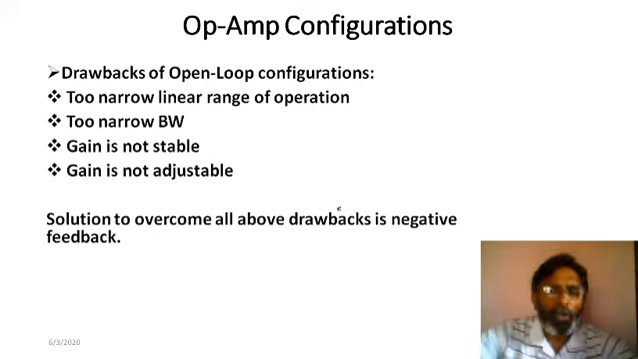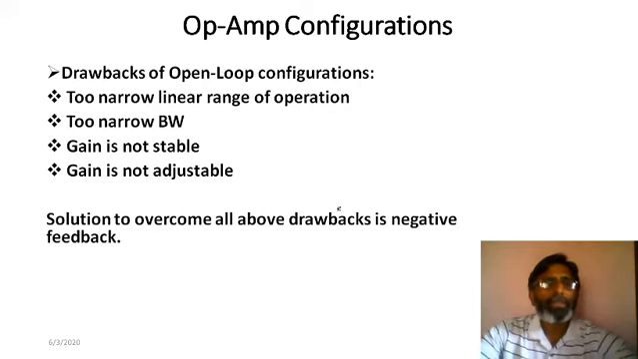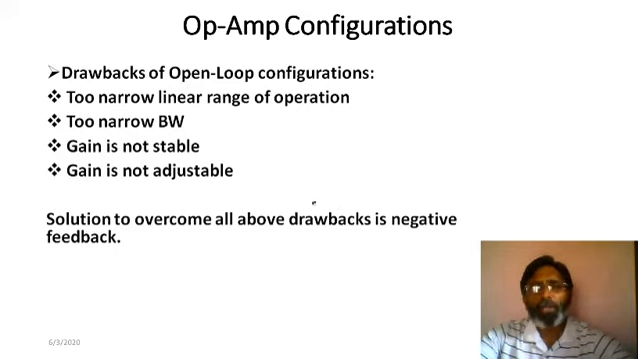Now all these open loop configurations have some drawbacks. Okay, now which drawbacks? The first one is that they have too narrow a linear range of operation. Okay, now see, we have seen in the output characteristics of the op-amp that the op-amp operates in the linear range, in the range of plus VID max to minus VID max.